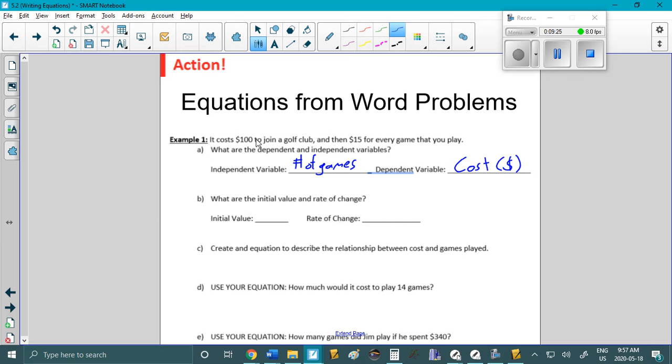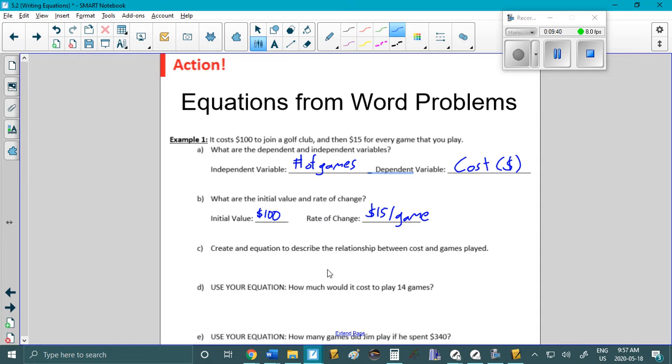Okay, initial value, rate of change. So it costs $100 to join. That's the initial value, right? It's a one-time fee. It's what it starts at. And then $15 for every game. So the only other number is 15, so it's $15. Remember, I put per game to get my units in there.